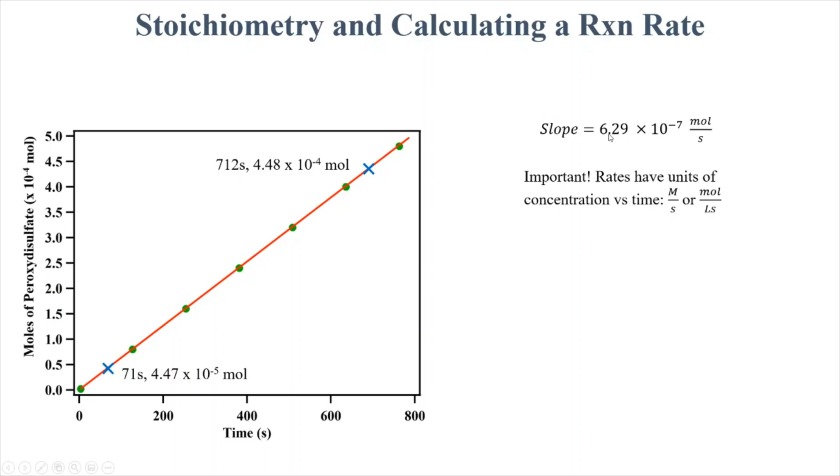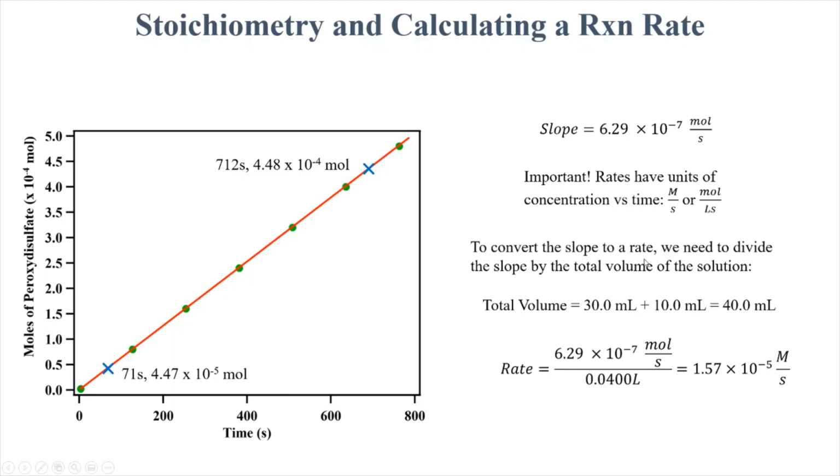Okay, so now we have the slope. We did our subtraction and our division, and we get our slope, which is 6.29 times 10 to the minus 7 moles per second. What's important is that rates don't have units of moles per second. They have units of concentration versus time, or molar per second. Molar per second is the same thing as moles per liter per second. So to convert the slope to a rate, we need to divide the slope by the total volume of the solution, and that gives us moles divided by liters divided by seconds.